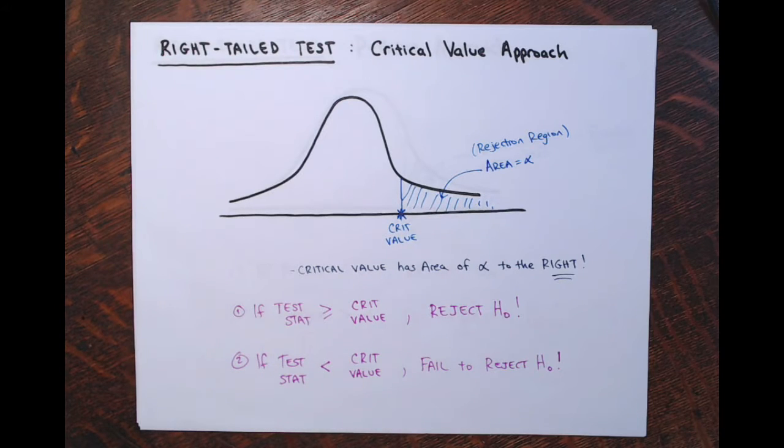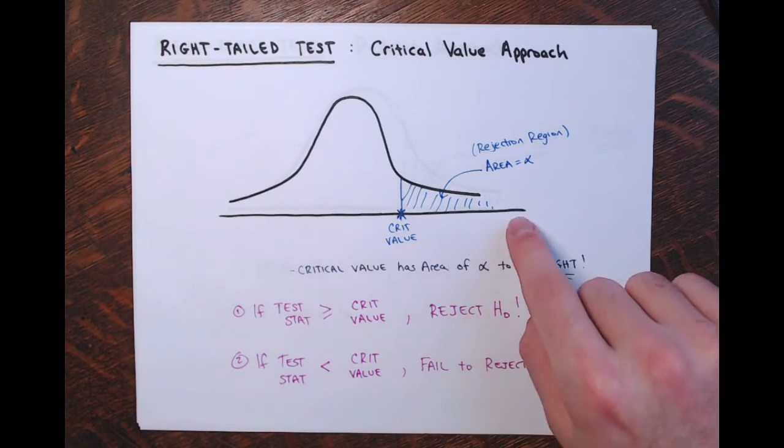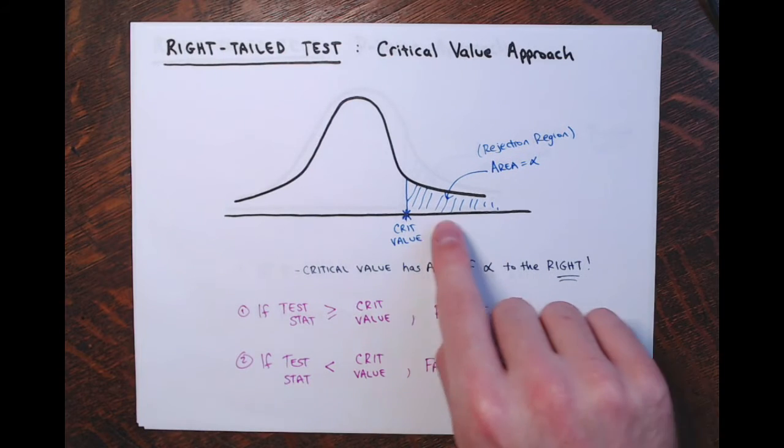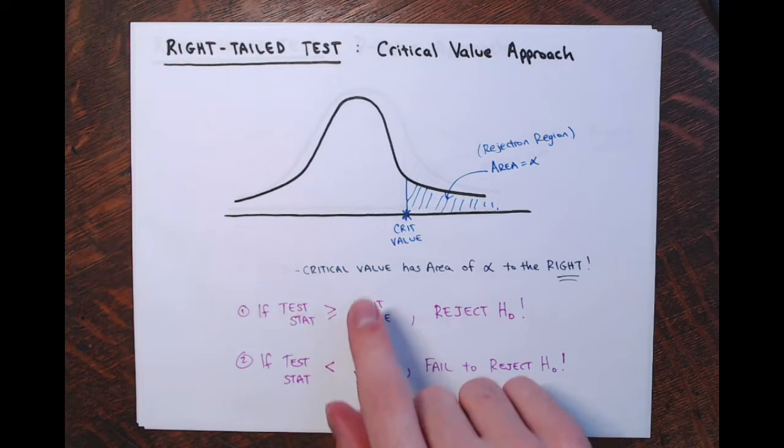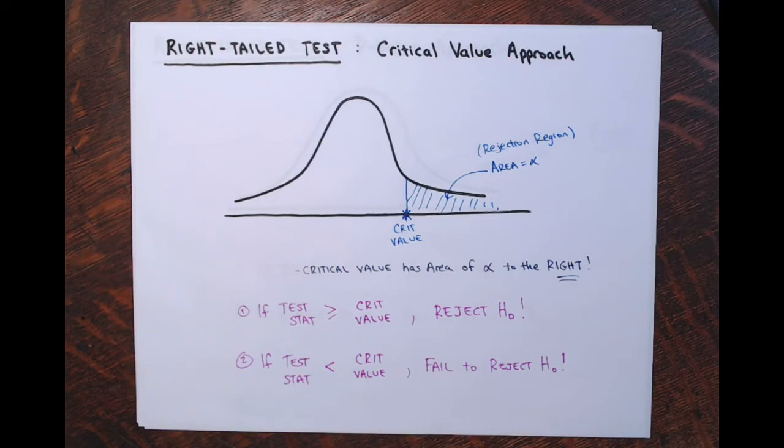And again, that area to the right is called the rejection region, because if your test statistic falls in that region, where is it on the number line? If it falls to the right of the critical value, if it's greater than or equal to the critical value, you reject the null hypothesis. And if the test statistic is less than the critical value, you don't reject the null hypothesis.